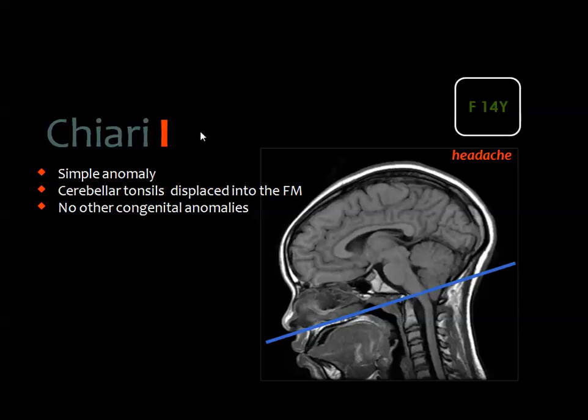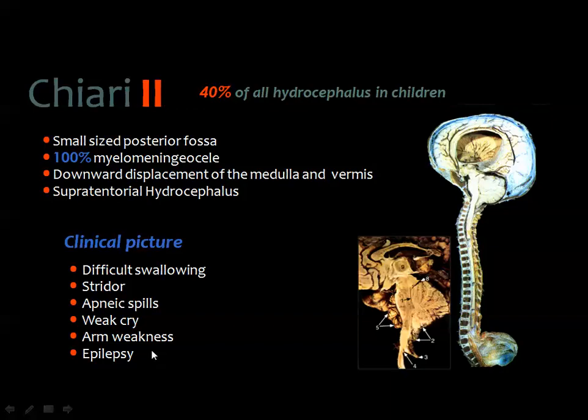The Chiari one is not, of course, an anomaly. It may be considered as a normal variant because this descent of the cerebellar tonsils is not usually associated with any symptoms or any other congenital anomalies. What's important is the Chiari-2, and the Chiari-2 malformation represents about 40% of all hydrocephalus in children.